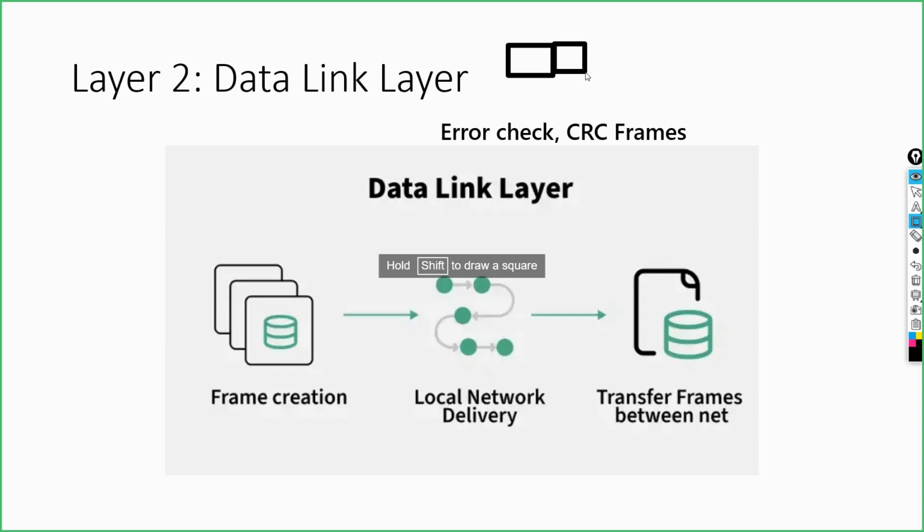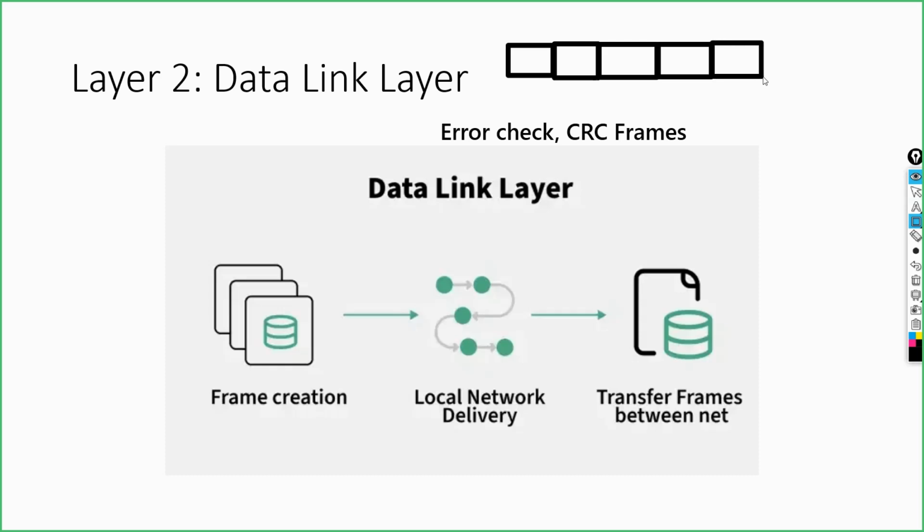The frames is nothing but the combination of source MAC address, destination MAC address. It will be having source IP, destination IP, source MAC, destination MAC, actual data. You remember everything we have discussed? Yes, guys, be interactive.